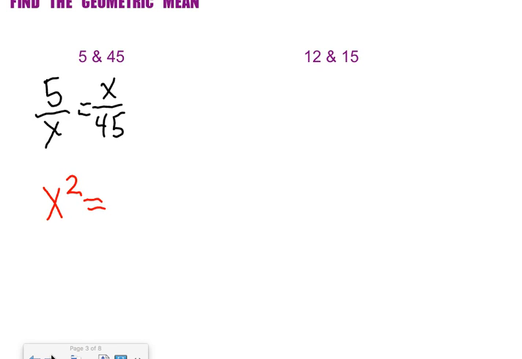So it says find the geometric mean. Let's write it as a proportion. 5 over x is equal to x over 45, because I want my means, these guys right here, to be the same. Now how do we solve that? Cross multiply. X squared equals 225. And then how do you undo something squared? You find the square root.